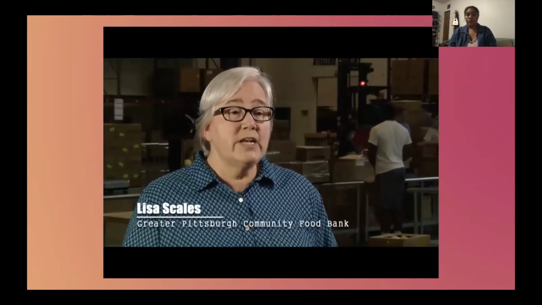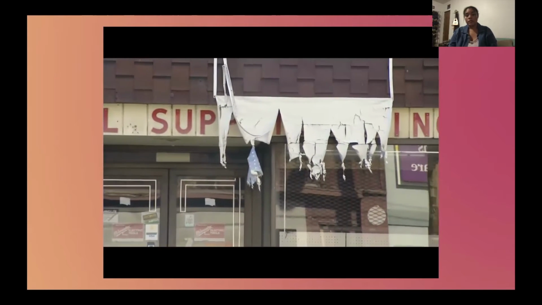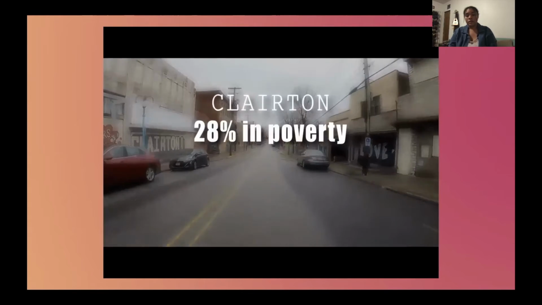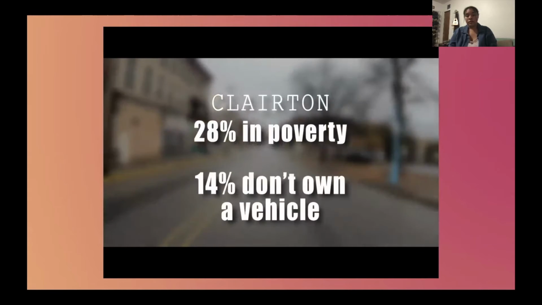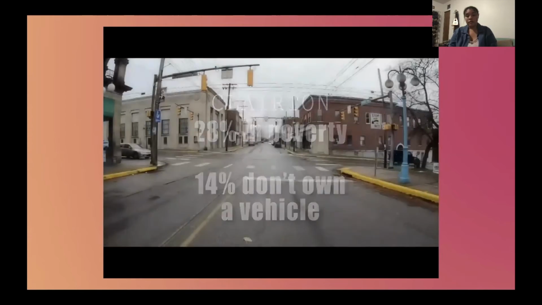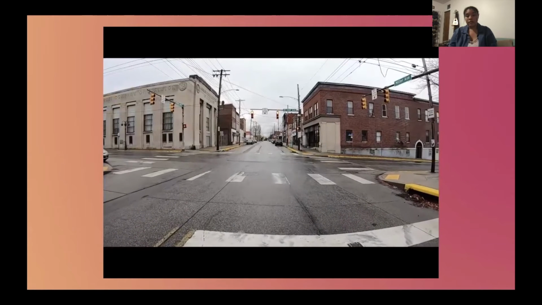Well, food deserts are typically in lower income communities where a grocery store chain has decided it's not viable. Remove a grocery store from a community that's already struggling, and the residents will find themselves stranded. In Clairton, 28% of residents live at or below the poverty line. As many as 14% of residents don't own a vehicle. For them, the closest supermarket can be a jitney or bus ride away.